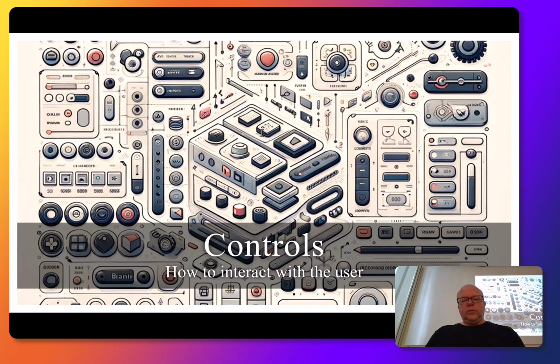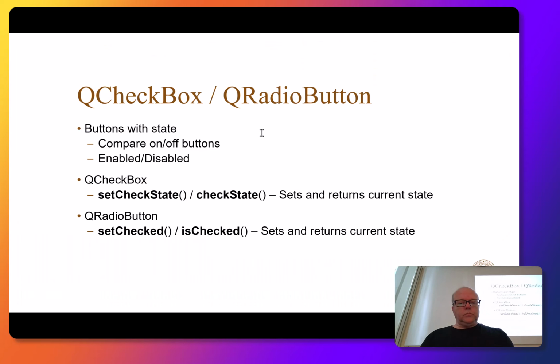So just quickly go through some of the controls that are available in the toolkit. So we have covered the push button. I will come through it quickly here, but another important control is the checkbox or radio button. So these are buttons with state. So it's like an on-off button on the wall. They can have a state. They can of course be enabled, disabled. The checkbox you can check the state or set the state with the set check state method, and you can check the state with check state.